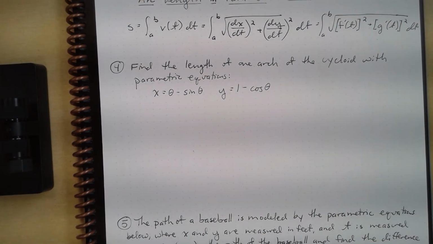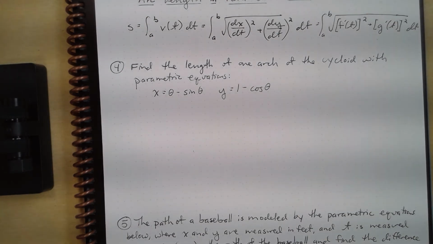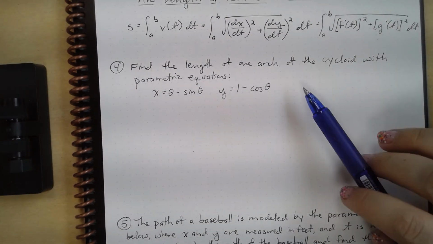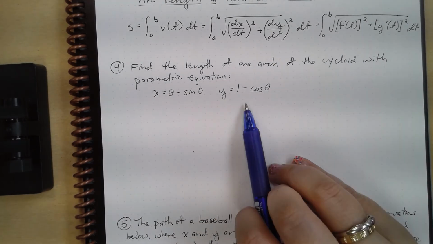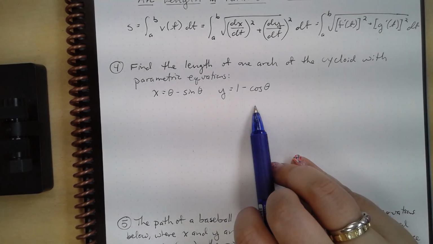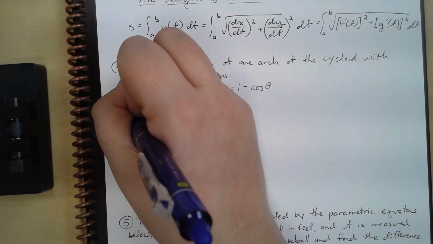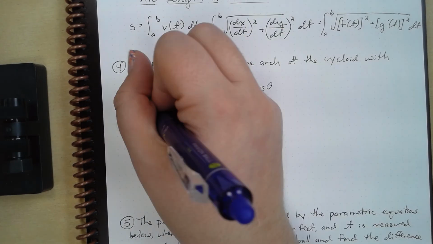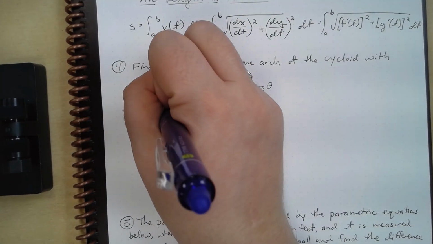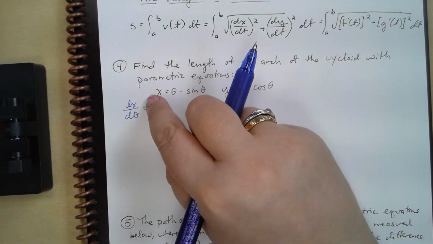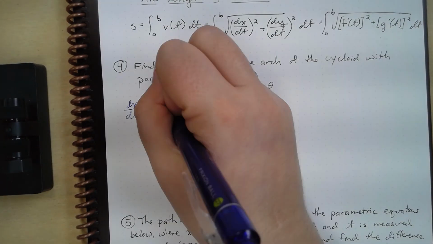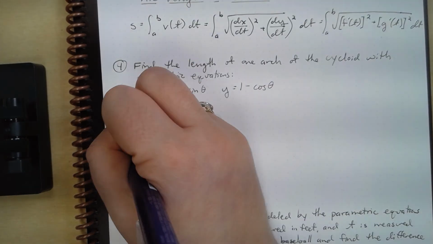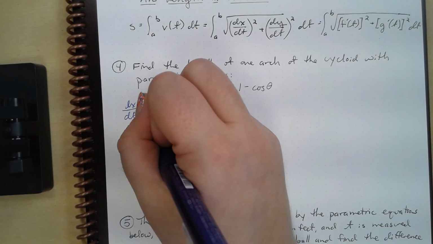to calculate arc length. So we want to find the length of one arch of the cycloid with parametric equations x equals theta minus sine theta and y equals 1 minus cosine theta. Okay, well, dx over d theta is going to be negative cosine theta, right? Nope, 1 minus cosine theta. Derivative of theta is 1.